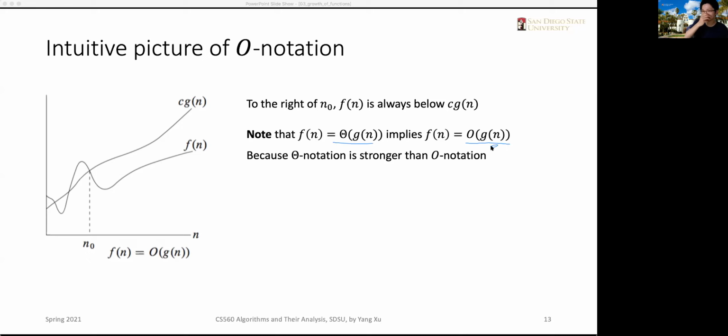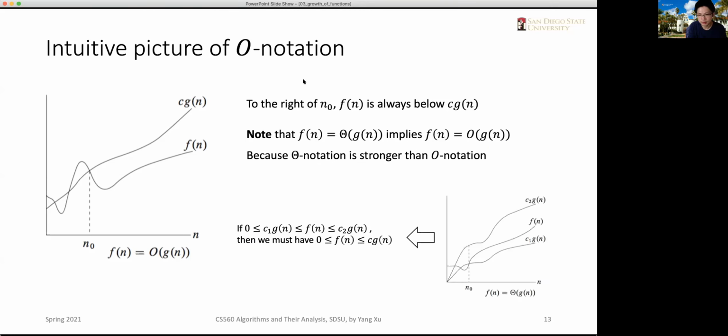right? That's straightforward, because when we have a tight bound, if we know the upper bound and lower bound, then of course it includes the upper bound. In other words, we say big theta notation is a stronger condition than big O notation, because in big theta there are two bounds defined at the same time, but in big O there's only one bound. So this is a quite simple inference from big theta to big O.